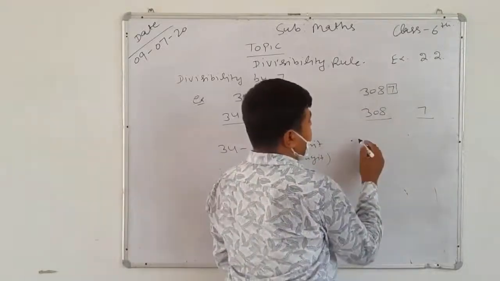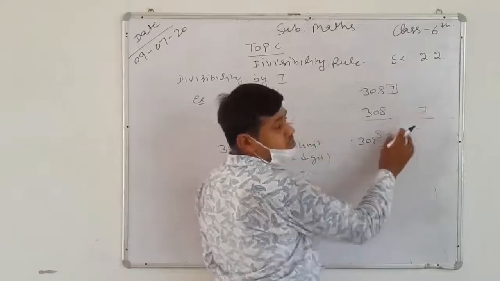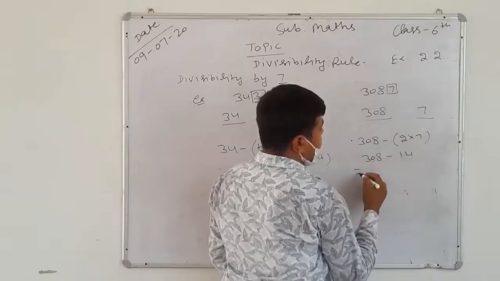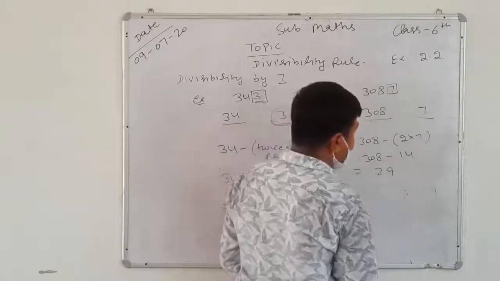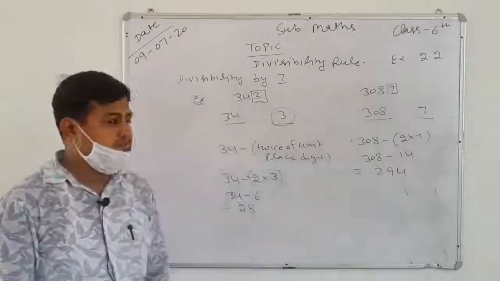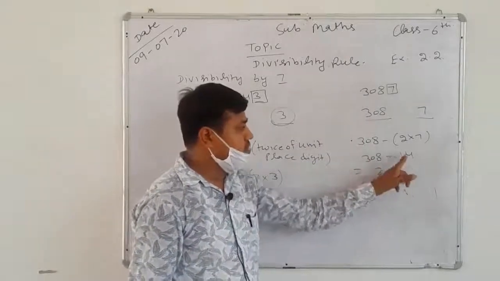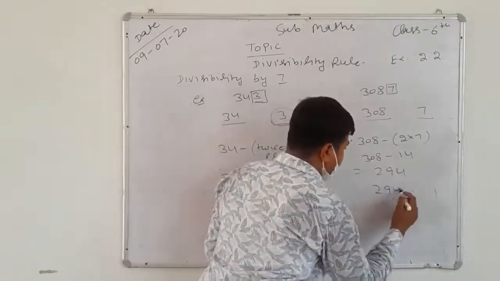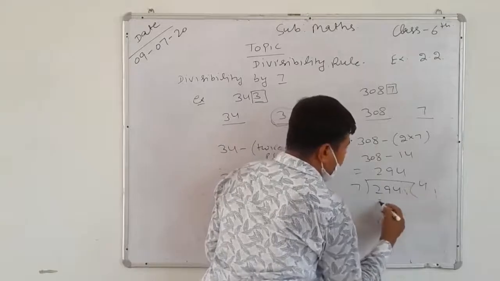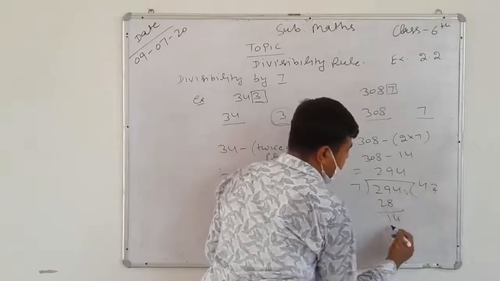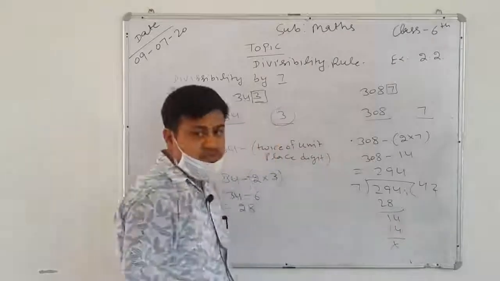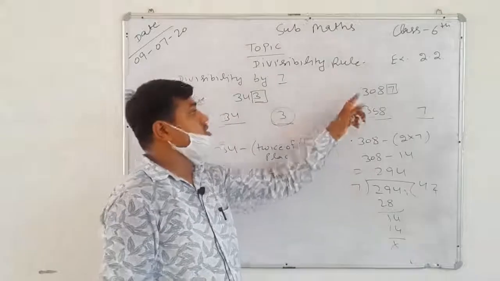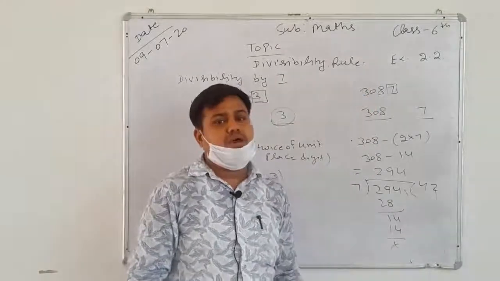Now we check the other number. 308 minus twice 7, which is 14, we get 294. 8 minus 4 is 4, 10 minus 1 is 9, 2 minus 0 is 2. We check 294 by 7: 7 fours are 28, 7 twos are 14. It is completely divisible. It means 294 is divisible by 7, so 3087 is also divisible by 7.